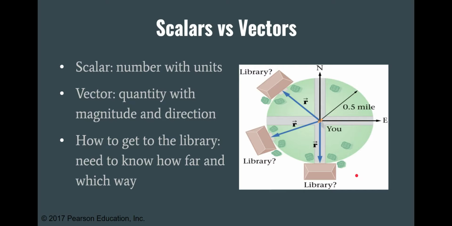We talked about scalars versus vectors back in chapter 1, so I hope you'll remember a little bit of that. A scalar is just a number with units, and a vector is that number with units, but it tells us what direction we are going or some particle is traveling. So if I want to know how to get to the library and you say, oh, it's half a mile away, well, that's fantastic, but in what direction? So you will see very quickly that vectors are much more helpful than scalars because they tell us direction.